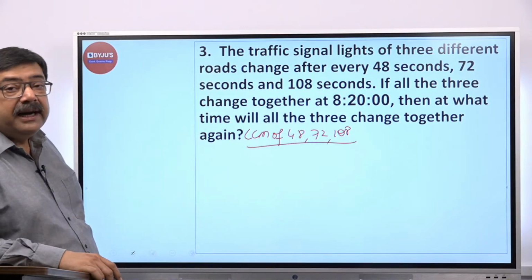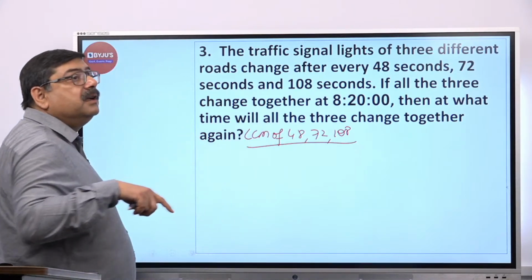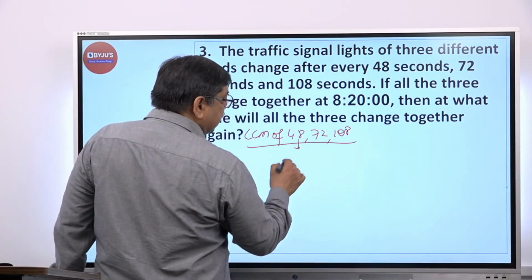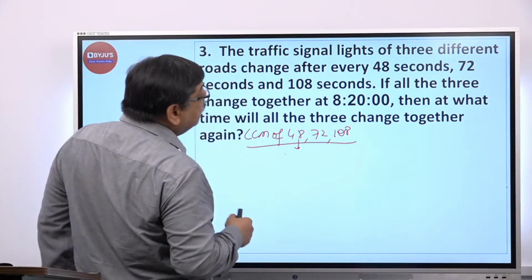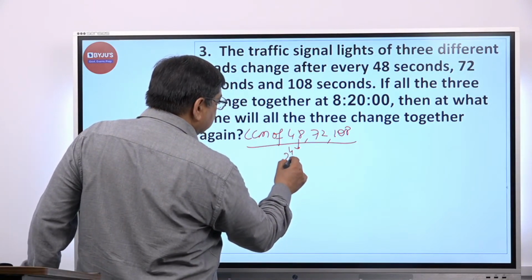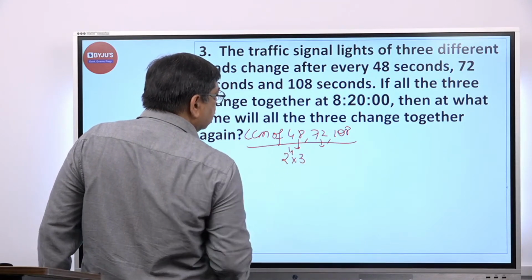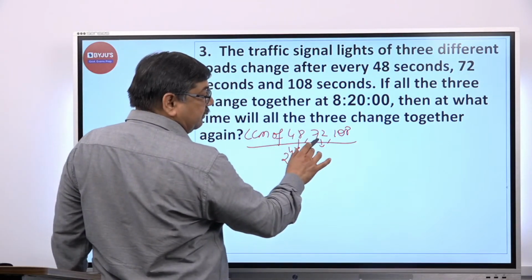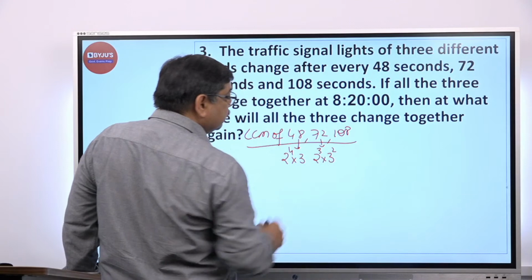Okay. So finding out the LCM of these numbers, 48. Is it divisible by 4? Yes, 16, 2 to the power of 4. So this here is 2 to the power of 4. Anyhow, let me take it as 2 power 4. Okay, that is 16. So 16 into 3. Now 72 goes by 8 definitely, but does not go by 16.